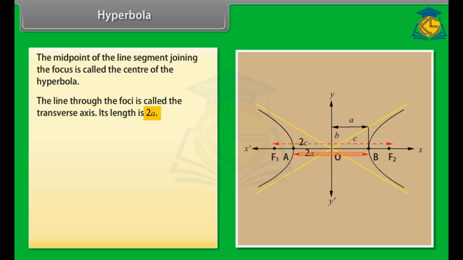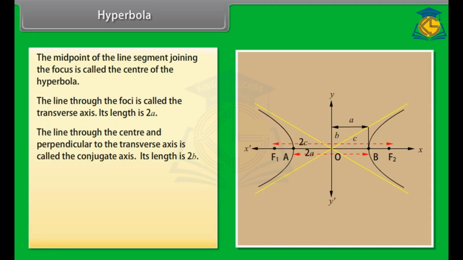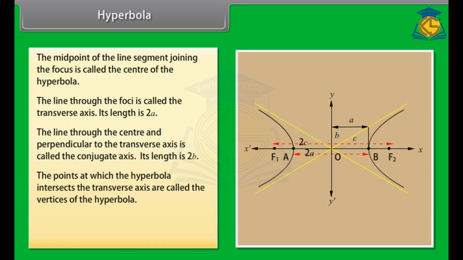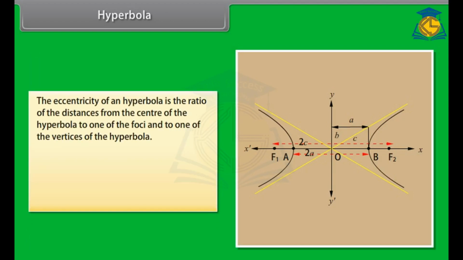Its length is 2a. The line through the center and perpendicular to the transverse axis is called the conjugate axis. Its length is 2b. The points at which the hyperbola intersects the transverse axis are called the vertices of the hyperbola. The distance between the two foci is denoted by 2c. The eccentricity of a hyperbola is the ratio of the distances from the center of the hyperbola to one of the foci and to one of the vertices. That is, e is equal to c by a. Since c is greater than or equal to a, the eccentricity is never less than 1.